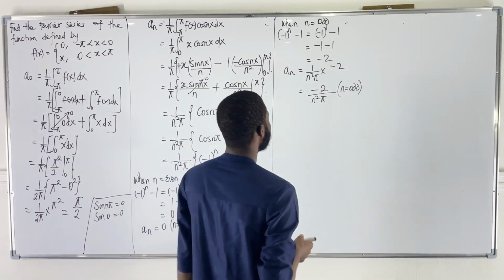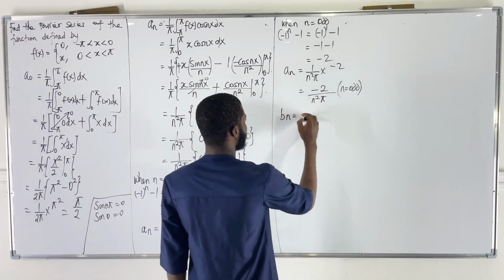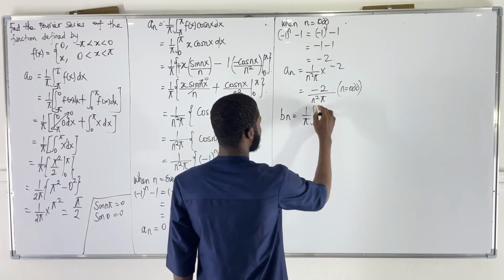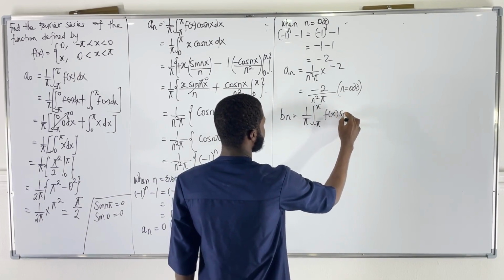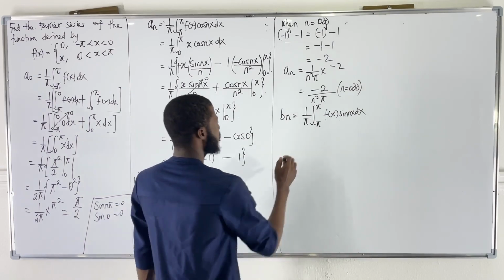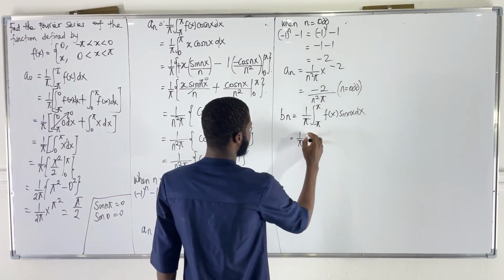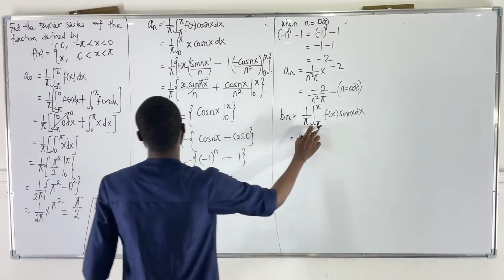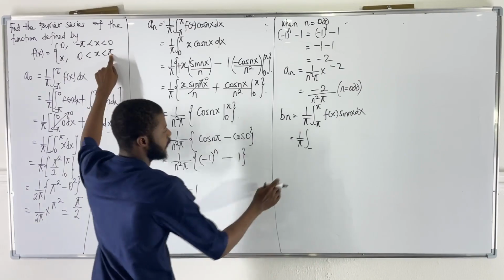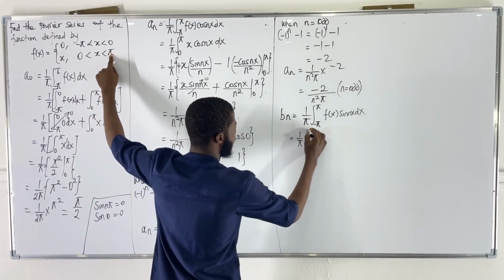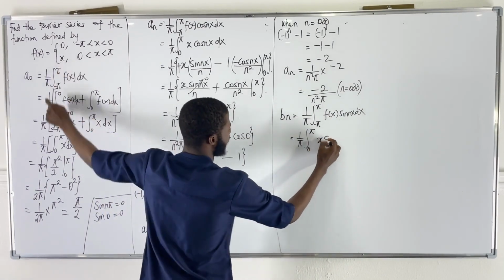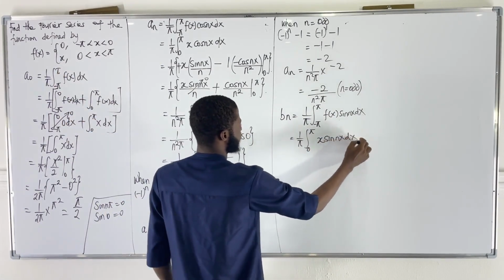Okay. So right now, let's find b sub n. So b sub n is 1 over pi, integral from minus pi to pi of f of x sine nx dx. So that's what we have. So this will become 1 over pi, integral from, if you notice, I said let's leave this one that has 0. Let's only use the 0 to pi. This will be 0 to pi. Then the value of f of x there was x. So this will be x sine nx dx.